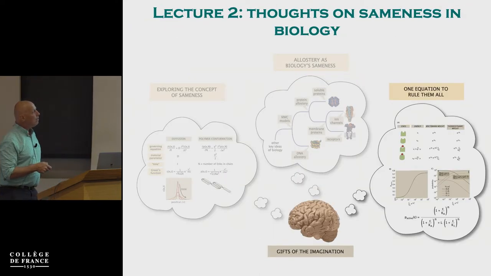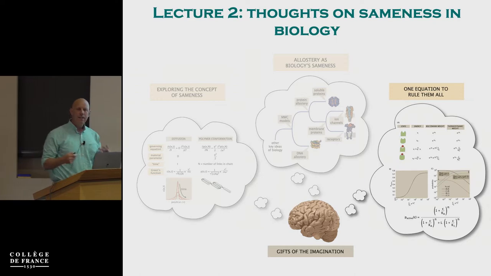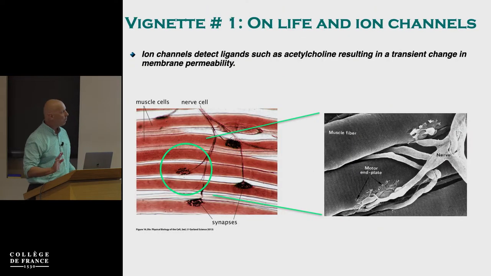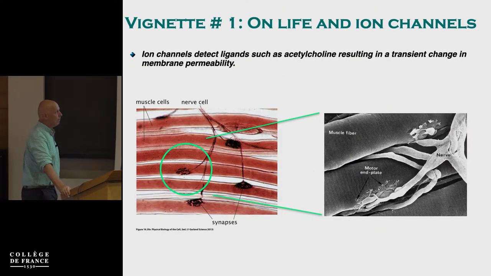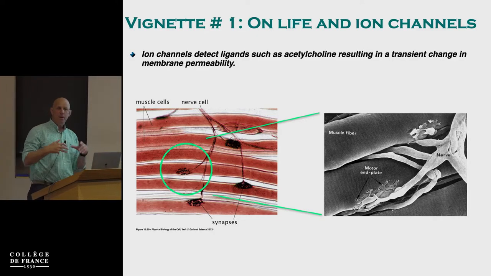So now let me try to actually get serious about what it would take to take the qualitative thinking about allostery and turn it into a corresponding mathematical description. So let me try to walk you through several examples. The first example I want to give you has to do with ion channels. So I'm sitting here moving around. That's because my muscles are being actuated. And the way that happens is because signals come from my brain. They arrive at my muscle fibers.